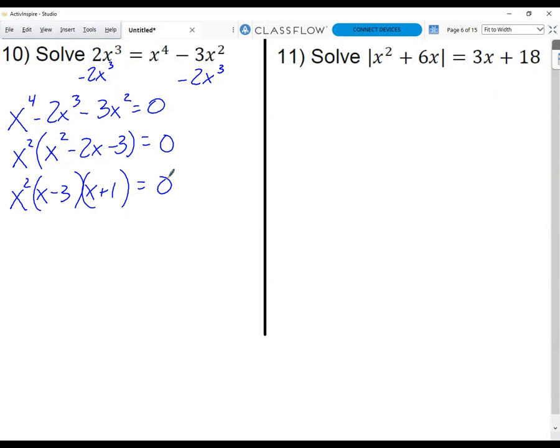And then set each factor equal to 0. One thing people missed on the quiz was this x squared out in the front. So if x squared equals 0, x equals 0; x equals 3; x equals negative 1. And your final solution is x equals 0, 3, negative 1.